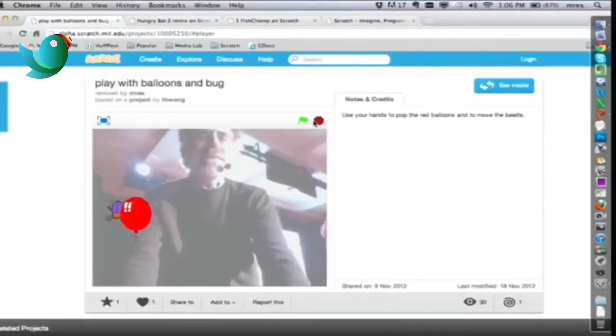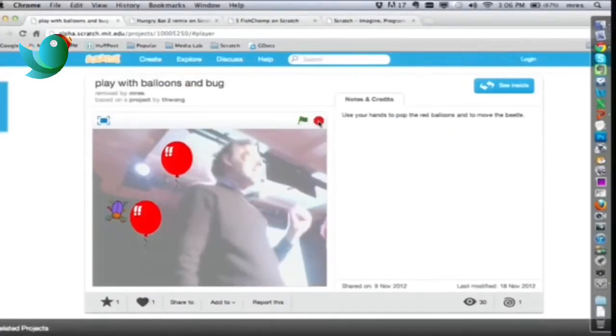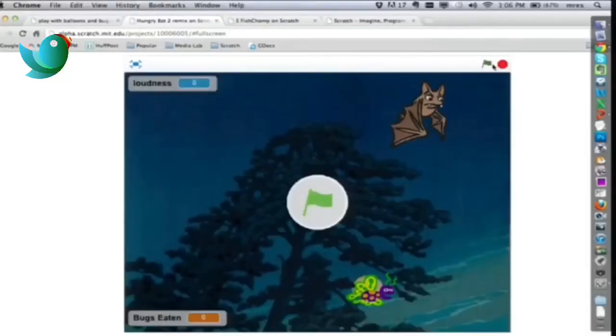The same way that this uses the camera to get information into Scratch, you can also use the microphone. Here's an example of a project using the microphone, and it's a game where the characters are controlled by the sound that's coming into the microphone. So I'm going to let all of you control this game using your voices.